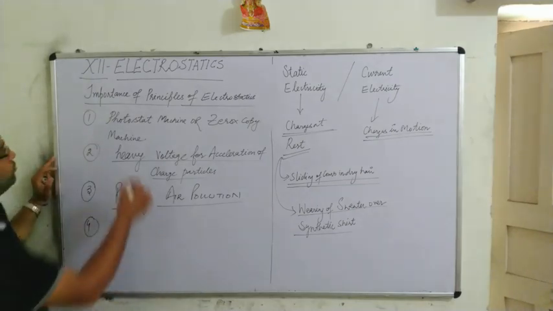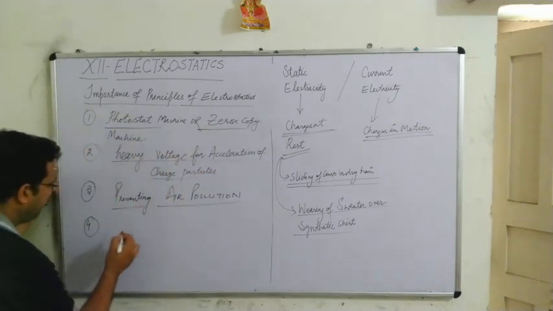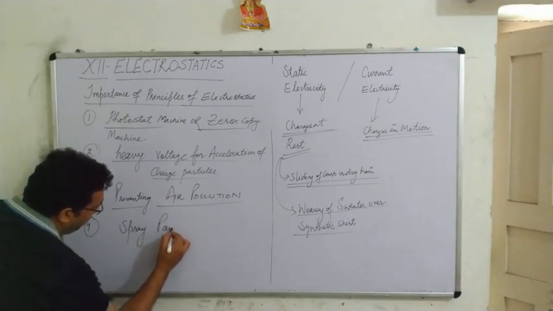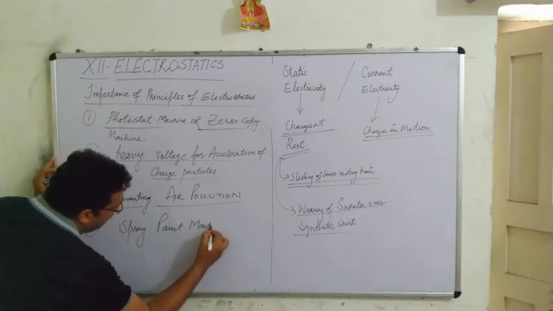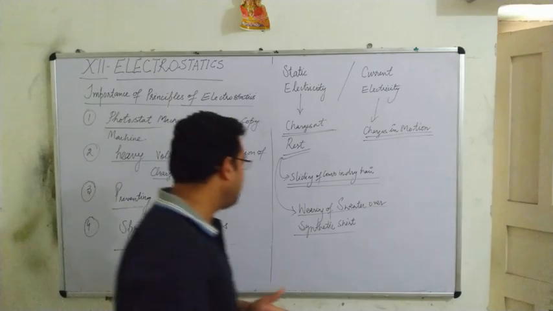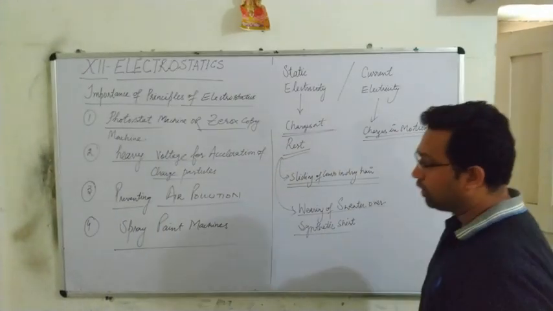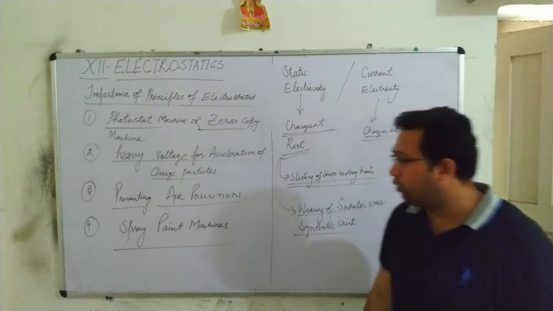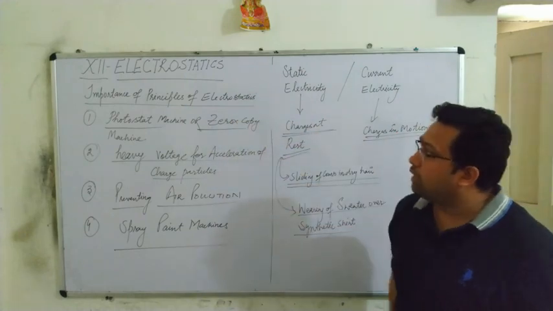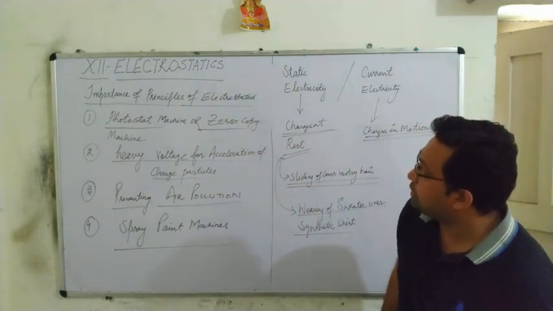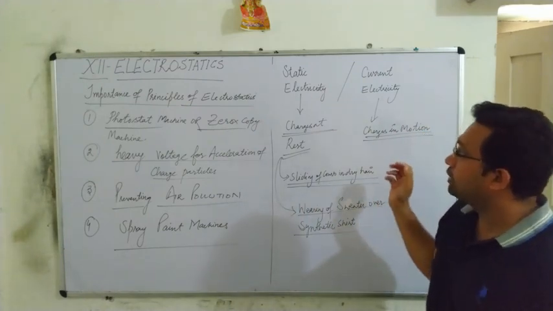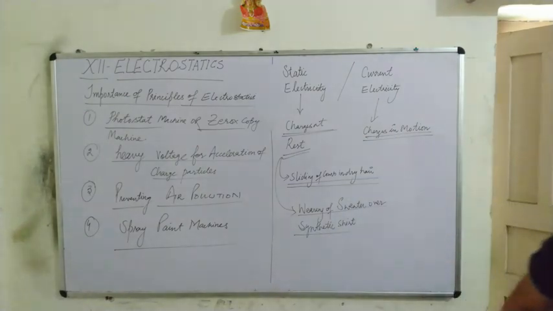Then number 4, it is useful in spray paint machines. Through spraying we can charge molecules of the solution of paint. So after learning the importance of principles of electrostatics, we are going to start the next topic, that is numericals on quantization of charge.